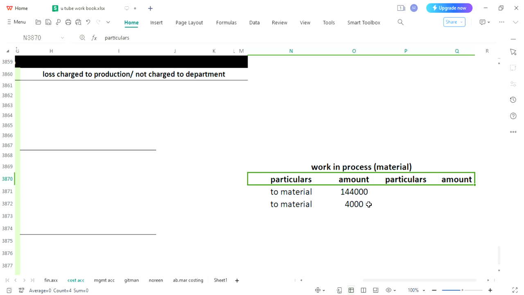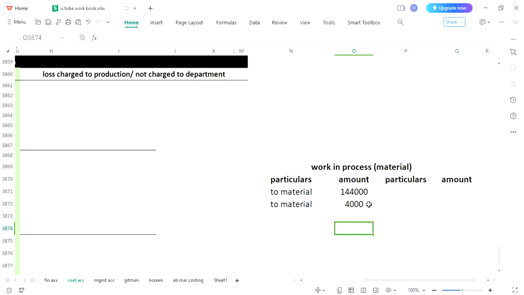At this stage you are required to make the balance. How will you make the balance? Please remind yourself of the previous semester where we made our ledgers and calculated balances. So how will you calculate the balance? First you will take the total of both sides. So here there are two amounts. First total we are making 144,000 and then 4,000. Total of the debit side is 148,000.